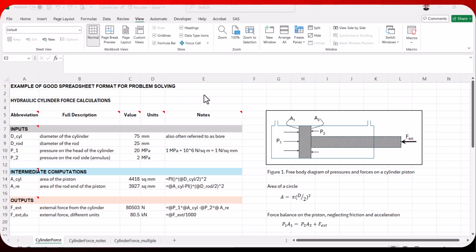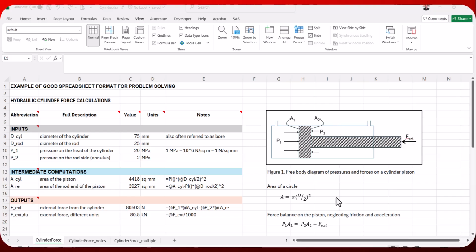This video is an introduction to a structure for solving problems in spreadsheets that I like to refer to as the 5-column, left to right, top to bottom format. So we will simply walk through this quickly.